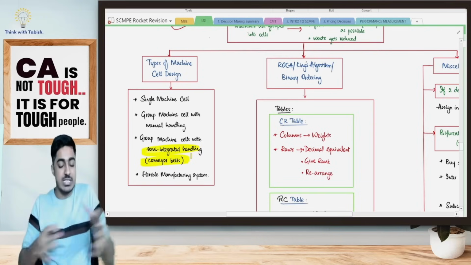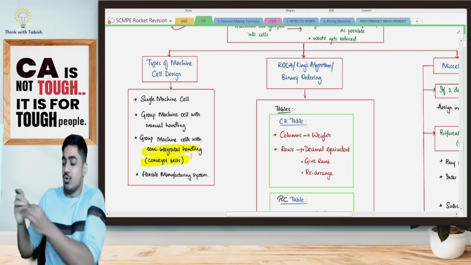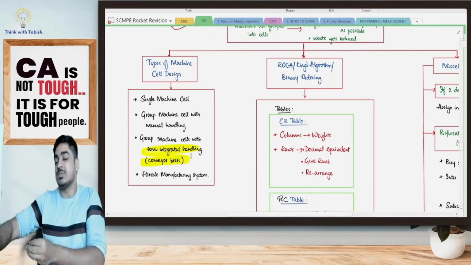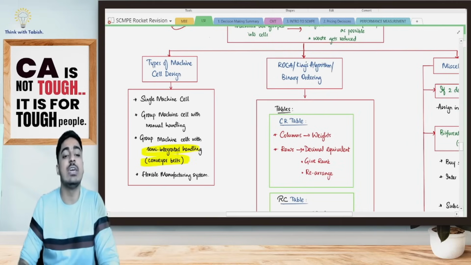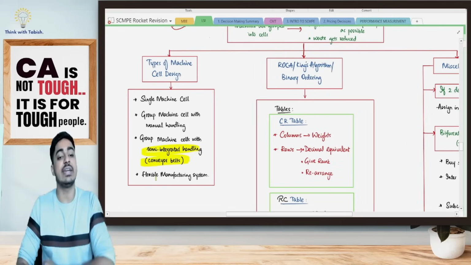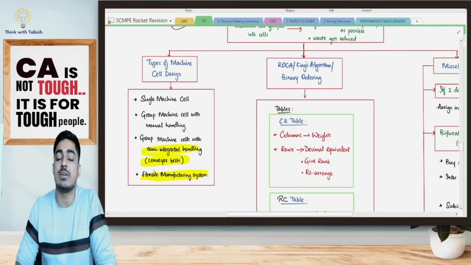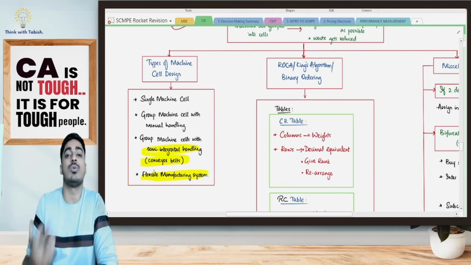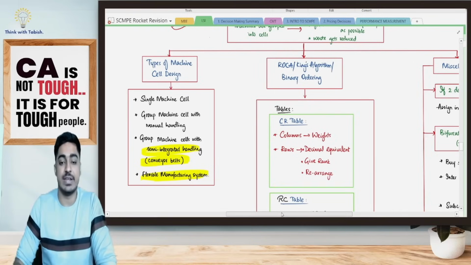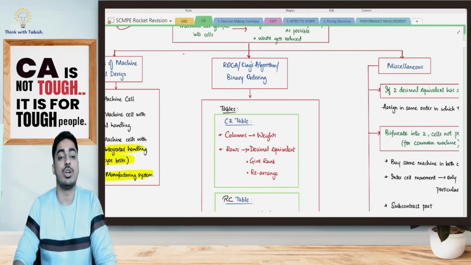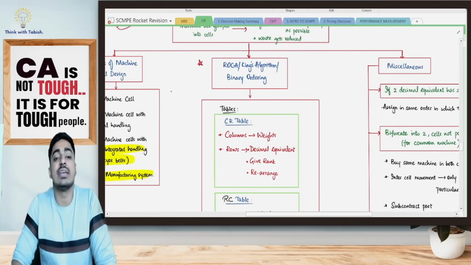So what is happening in machine? I'm producing the goods. Yes, I remove, I put it in the conveyor belt. It goes to the next machine. From there, I remove it again. Yes, semi-integrated. And finally, I'm having group machine cells with fully integrated handling, which is nothing but my flexible manufacturing system, wherein we are using robotics and advanced features so that everything is automated. Is it clear, everyone?